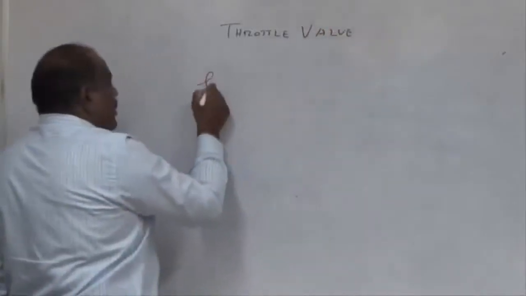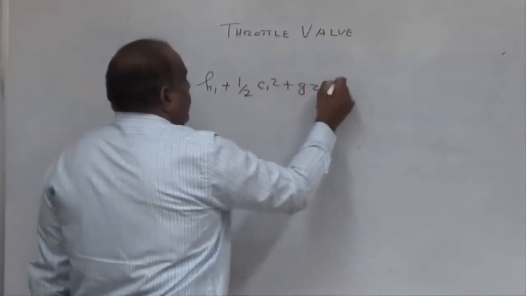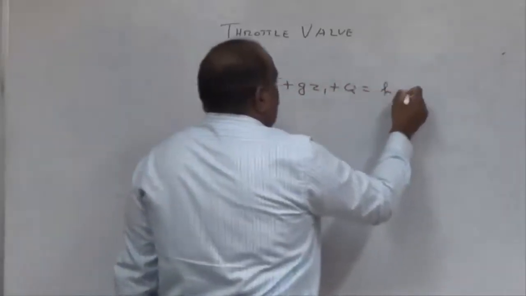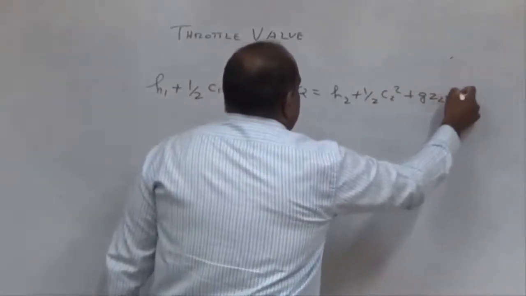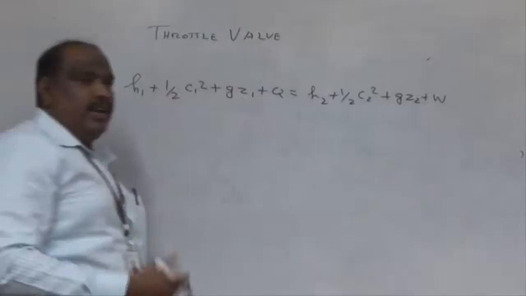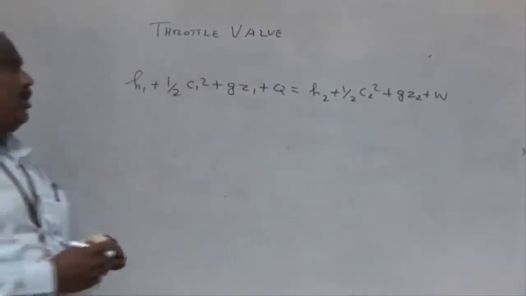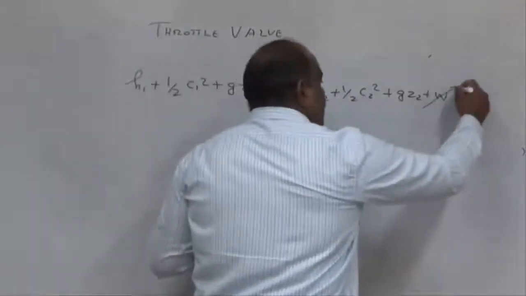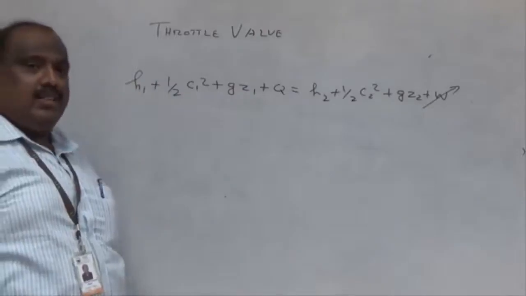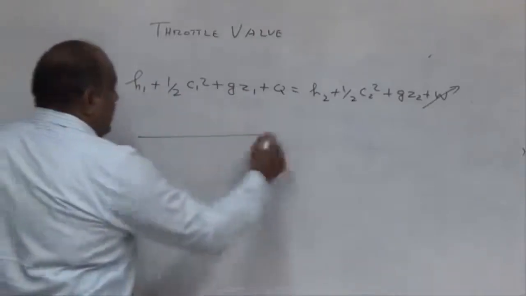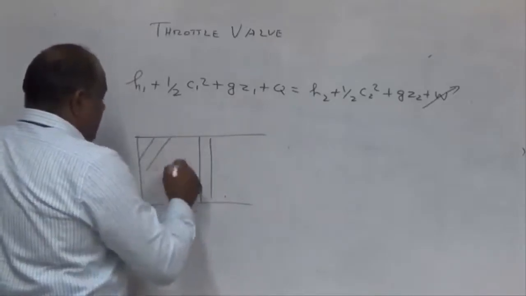So here the steady flow equation is h1 plus half C1 square plus g z1 plus Q is equal to h2 plus half C2 square plus g z2 plus W. Whether any rotating part is there in this throttle valve or expansion valve? No. So W will be equal to 0. Is there any heat transfer? No. The heat transfer I mean is from the system to the surrounding.